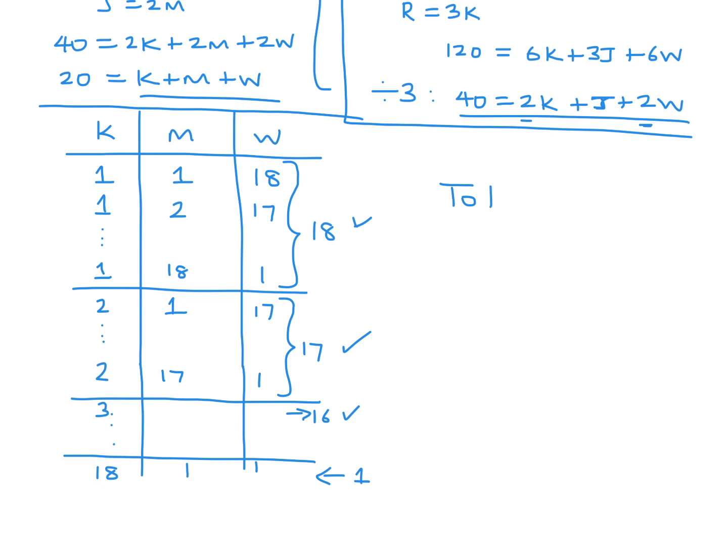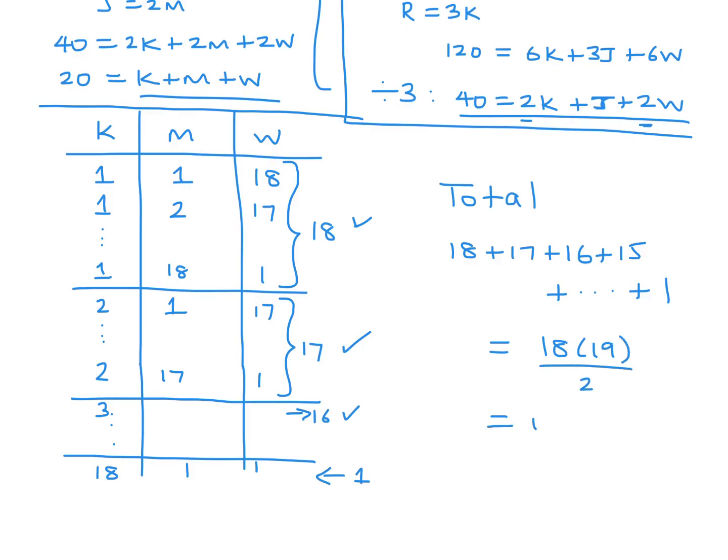So the total number of solutions would be the 18 plus the 17 plus the 16, and so on, all the way down to 1. And when you add up all these numbers, using the formula 18 times 19 divided by 2, it's 171.